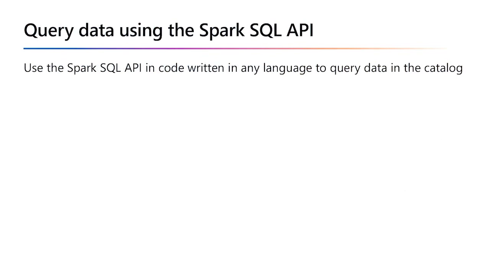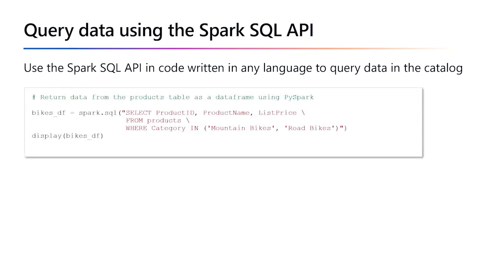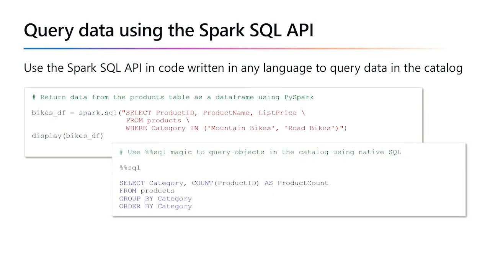You can use the Spark SQL API in code written in any Spark-supported language to query data in the catalog. This PySpark code uses a SQL query to return data from the products table as a data frame. Within a notebook cell, you can also use the %%sql magic command to run SQL code very directly that queries objects within the catalog.